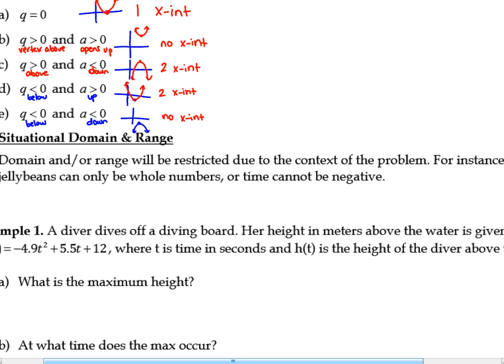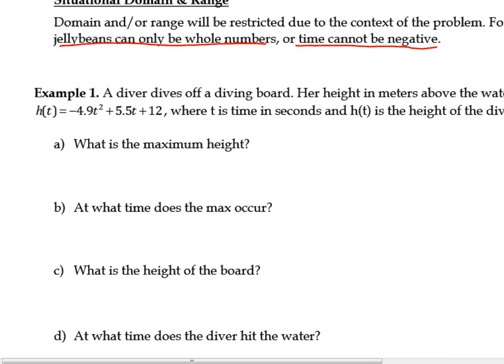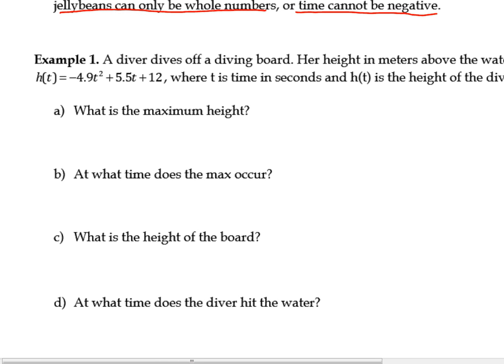So we're going to look at what's a context. So we have to remember things like time cannot be negative, right? If you're dealing with objects, like number of jelly beans, they can only be whole numbers, things like that, right? Height usually can't be negative, depending on the situation. So grab your graphing calculators. Let's take our equation in standard form and relate it to an actual problem.